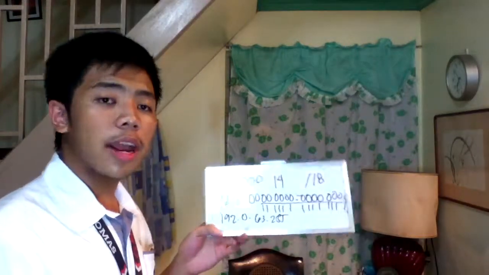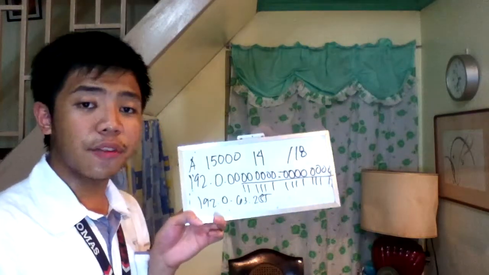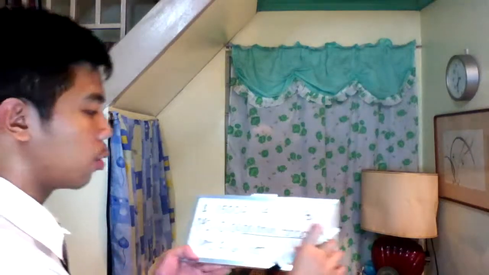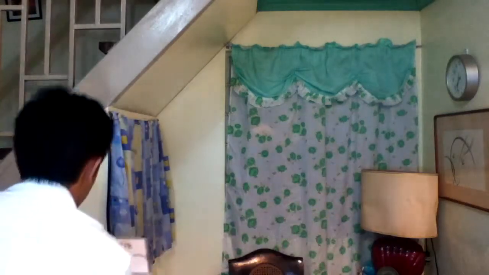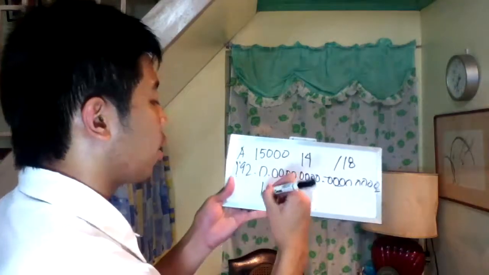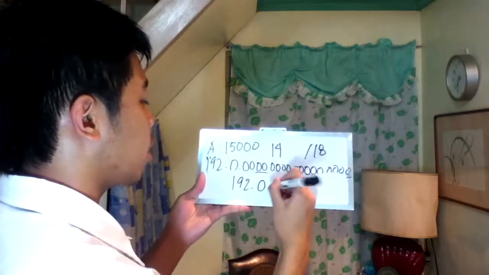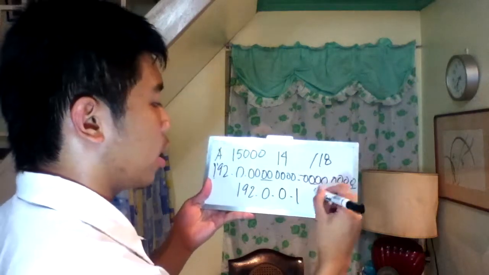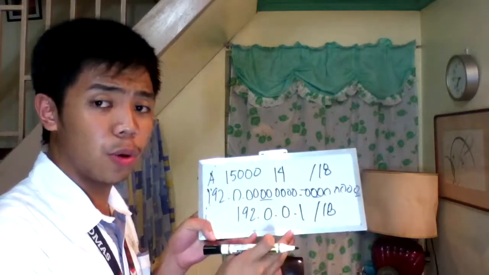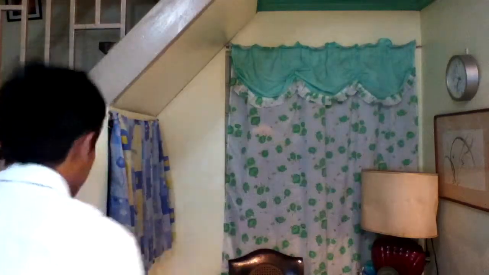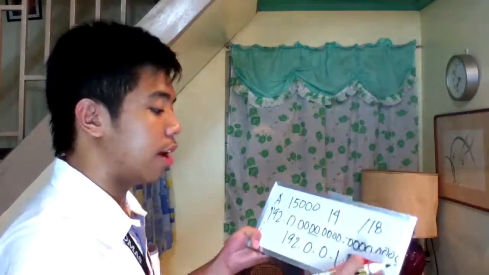Then, the next thing that we need to know is the first host address of subnet A. So, the first host address of subnet A would just be 192.0.0.1/18. And the last thing that we need to know for subnet A would be its last host address.